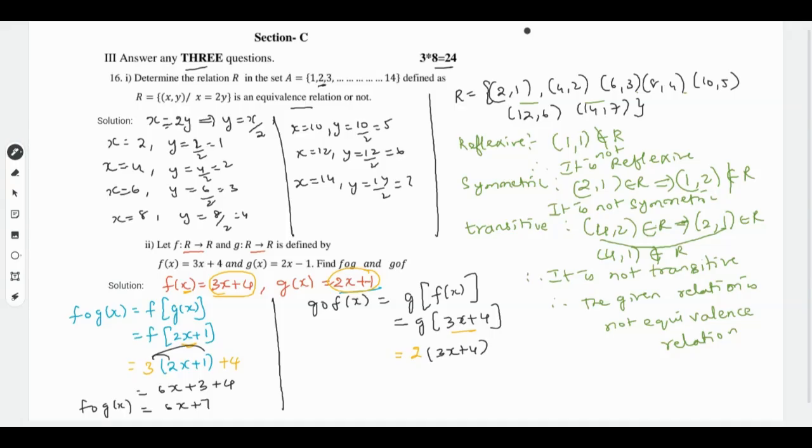Then it is this plus 1 as it is. Now simplify, we get 2 into 3 is 6x, 2 into 4 is 8 plus 1. So it will be 6x plus 9. That will be your graph of x.